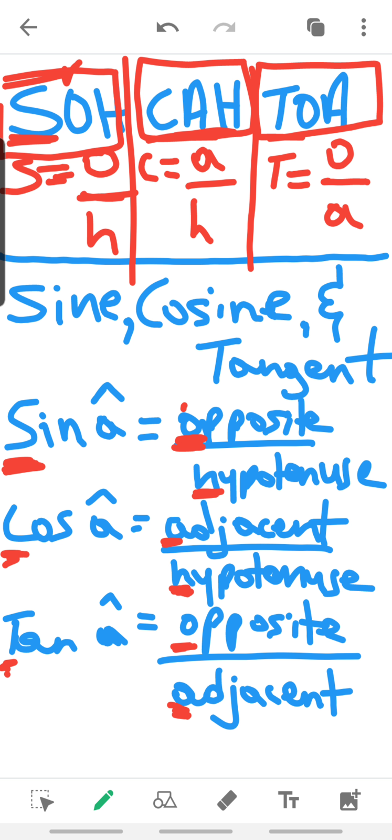So now I'm sure you're wondering, where exactly does this come into play? How is this relevant? How is it relevant to know your opposite and hypotenuse and your adjacent side? How is it relevant to anything that we have to do in trigonometry?